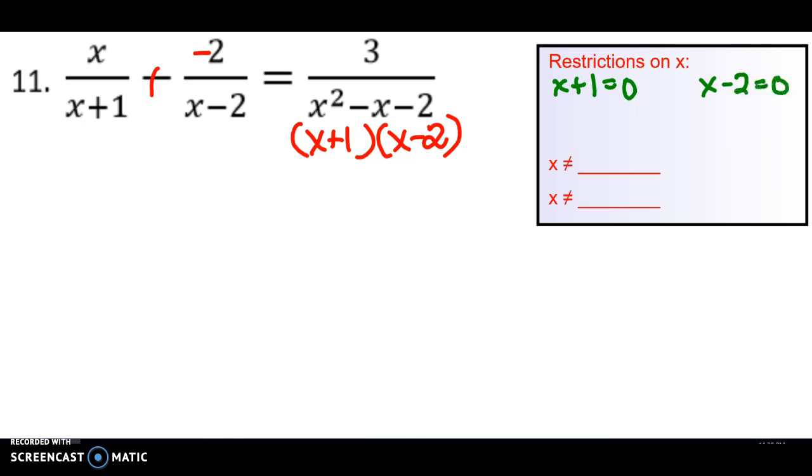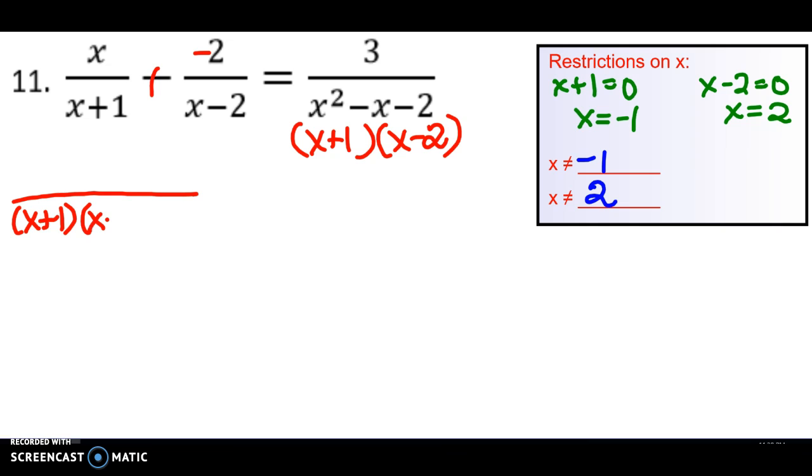I think by now we should know that when I solve this, I would subtract 1 on both sides. So my answer would be negative 1. So our first restriction on x is that x cannot equal negative 1. And I solve the second one, I would add 2 to both sides, which would give me a positive 2 for the answer. So our second restriction on x is that x cannot equal positive 2. All right, now let's go for this common denominator. So we know our common denominator is going to be x plus 1 and x minus 2.